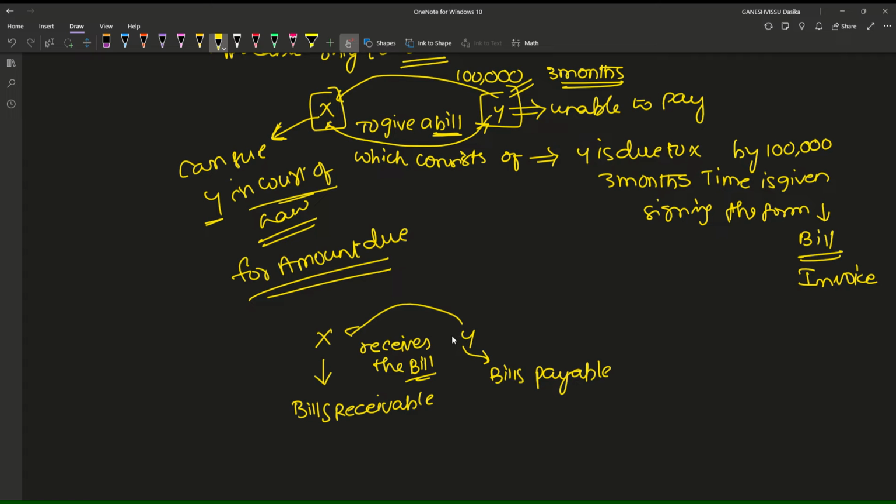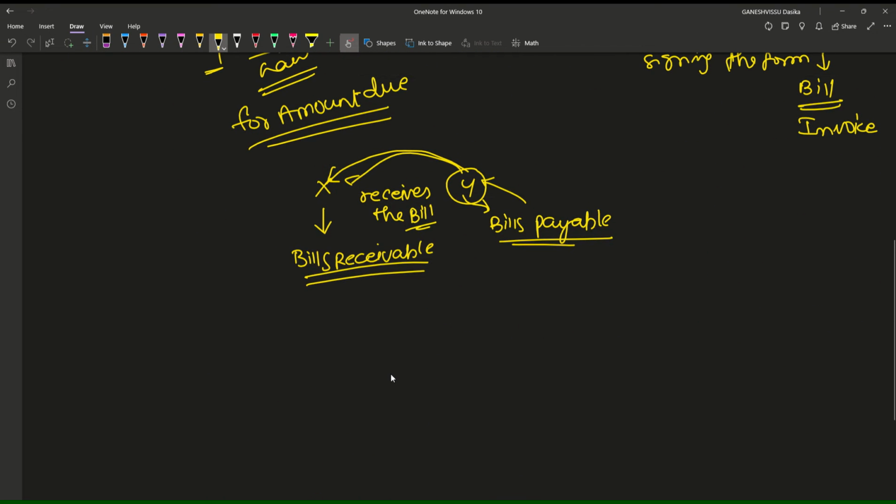So whenever Y is giving the bill to X, that bill would be called bills receivable. As it is bill payable to X, that is called bills payable to Y. And here in this bills of exchange, there are three parties.